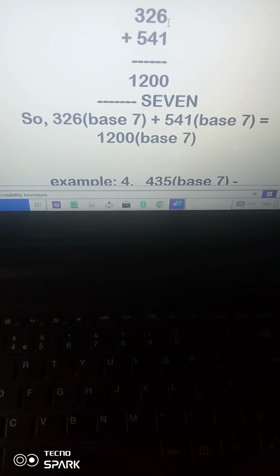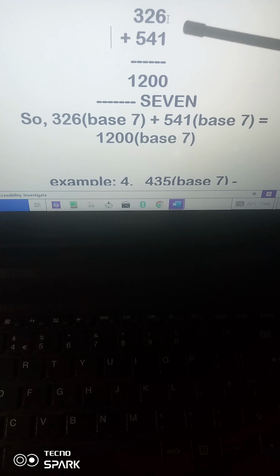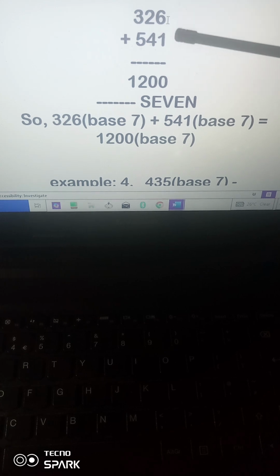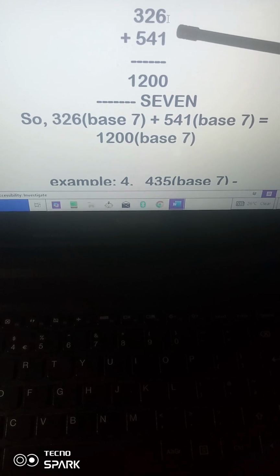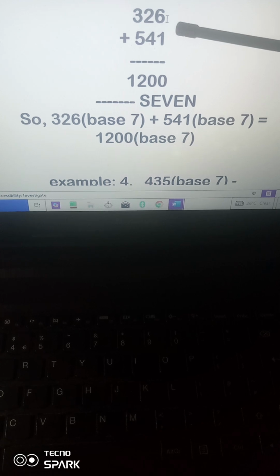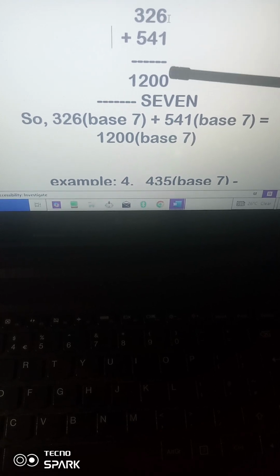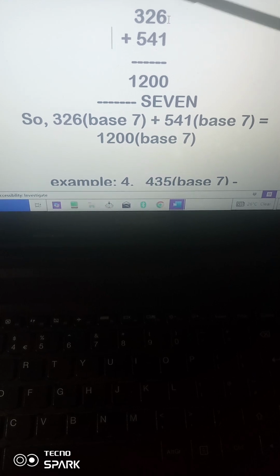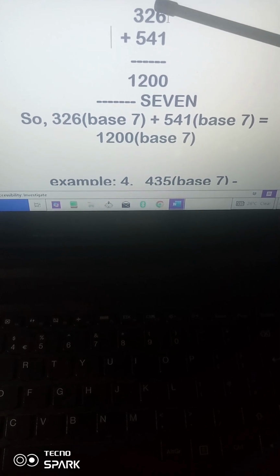So first of all we add 6 plus 1, which is 7. In base 7, it becomes 0, because 6 plus 1 is 7. 7 divided by 7 is what? 1 remainder what? 0. We write down the 0 and carry what? 1. The one we carry, we add it to 3, it becomes 3.